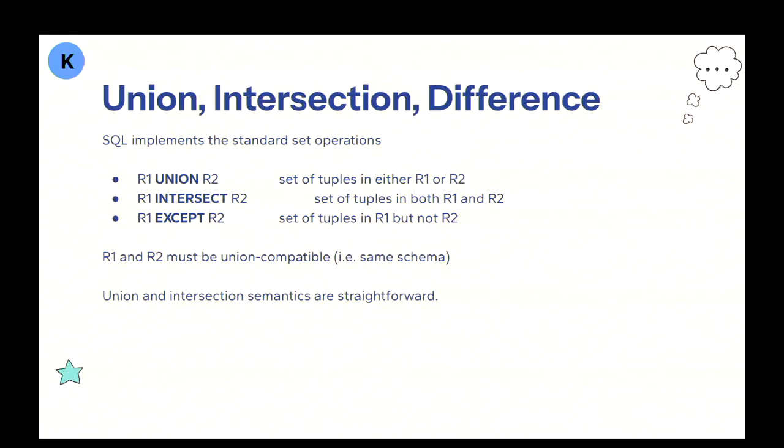And the semantics of union and intersection are very straightforward, they just follow the mathematical definition. And for all these operators, they are set operators. They will generate sets. So what if we want bags? Do you still remember what we have covered in our previous slide? So if we want bags, we just use the keyword all. So for example, we can use union all.